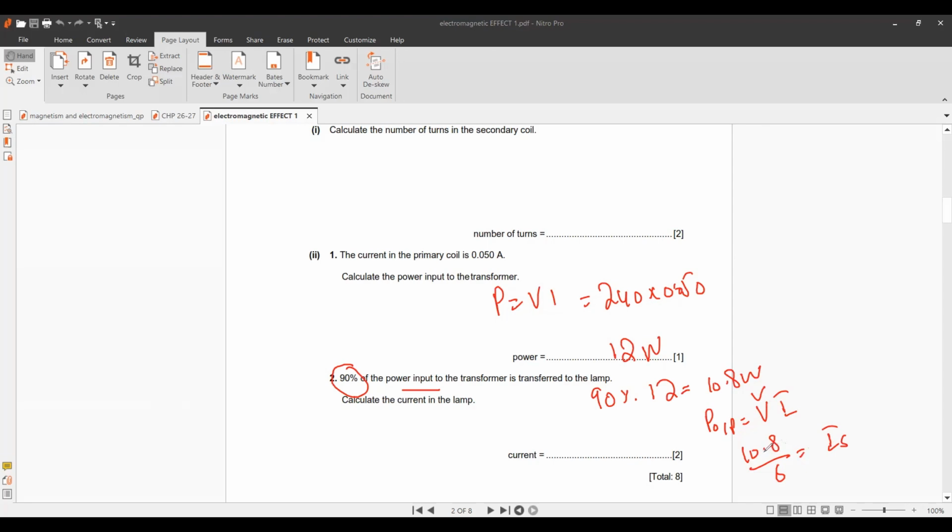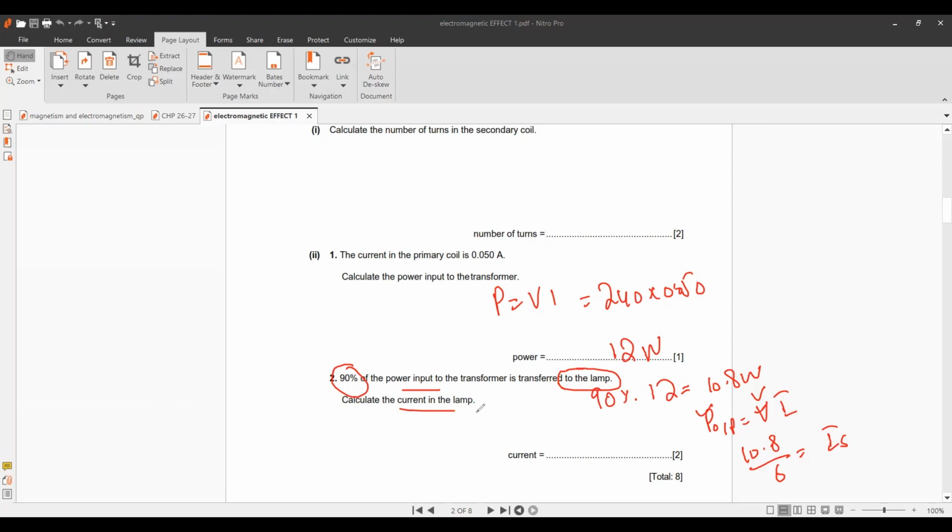Can you also just use the I equals P over V formula? Yes, so we are doing this P over V. P is 10.8, which is the power output, 90% of 12, and divided by V, which is 6 volts. I divided by 240. Sorry? The input is 240 volts. We have to find the power output, so we will use the output voltage. Why will we use the input voltage? Because they asked us to find the current across the lamp, and the lamp is across the output. So the current across the lamp is at the output.